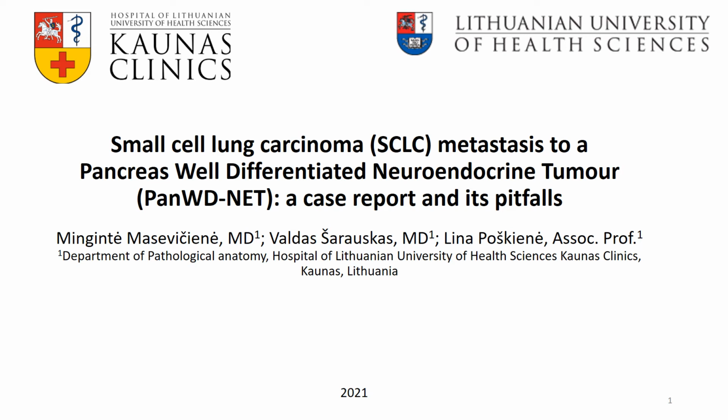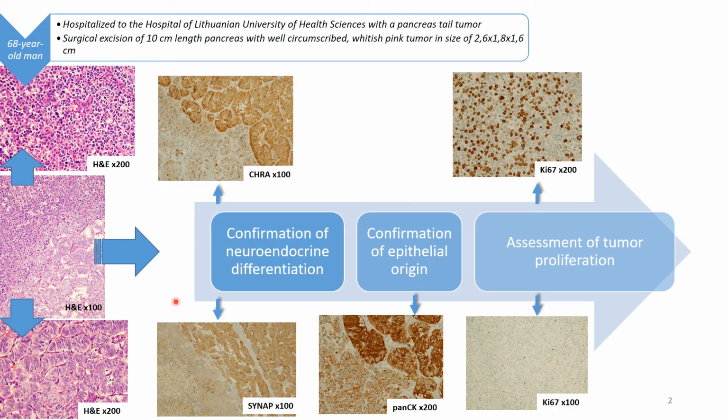I would like to introduce a case of small cell lung carcinoma metastasis to a pancreas well-differentiated neuroendocrine tumor and its related pitfalls. The prehistory of the case is a 68-year-old man who was hospitalized to the Hospital of Lithuanian University of Health Sciences with a pancreas tail tumor, due to which surgical excision of the distal part of the pancreas was performed and a tumor up to 2.6 centimeters in diameter was found.